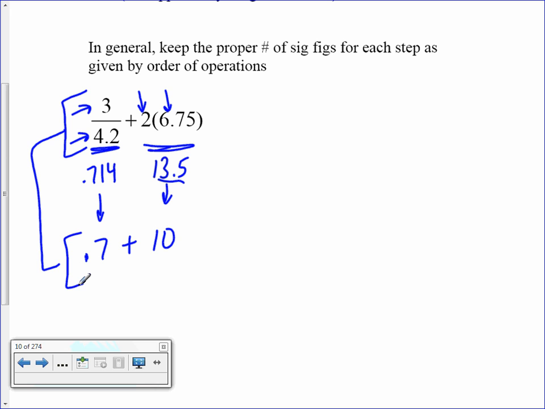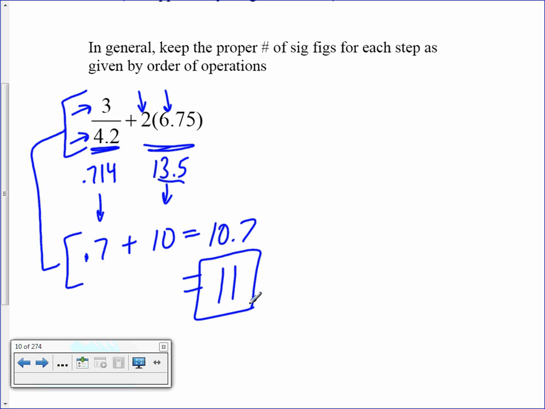Right? And then when I add these up in my calculator, I get 10.7. But keeping the appropriate number of sig figs, when you're adding or subtracting, you keep the lowest number of decimal places. I have 1 decimal place in 0.7 and no decimal places in 10. So my answer then will be 11.